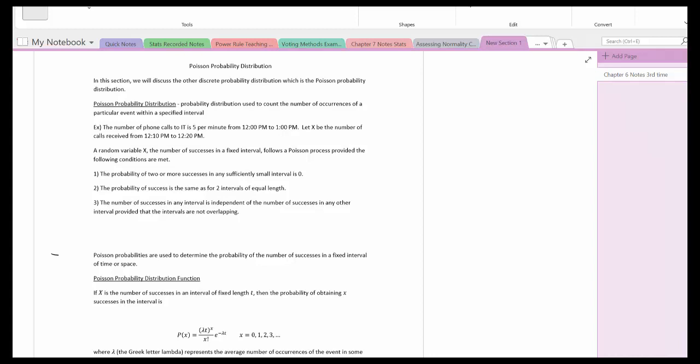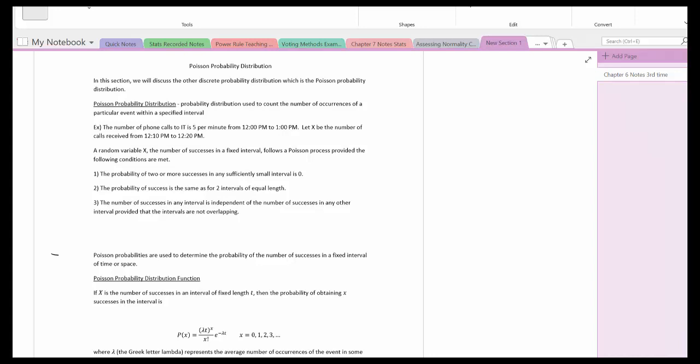In this video, we're going to talk about Poisson probability distribution. So Poisson probability distribution is a probability distribution used to count the number of occurrences of a particular event within a specified interval. So let's take a look at an example.